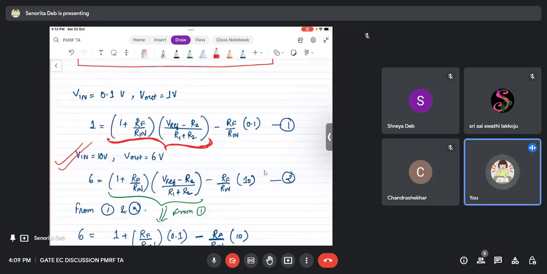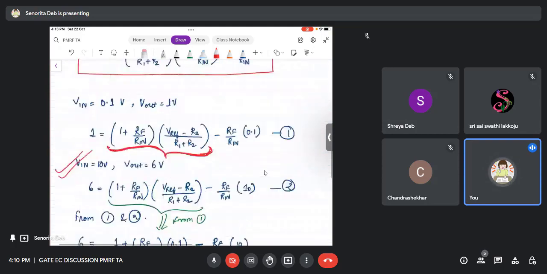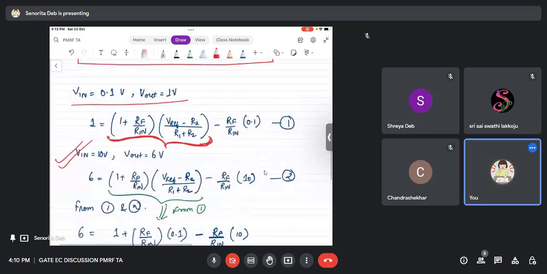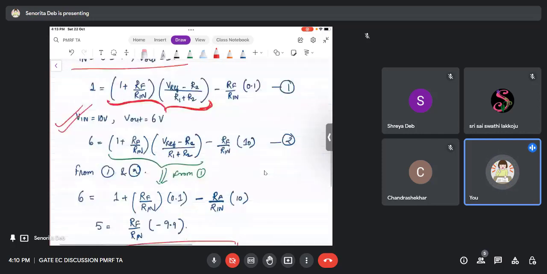So now if in equation 1 you try to open the brackets and take Rf by Rn common and then do things, it will be complicated. So better leave it like this, and we will directly substitute it in the next step. You see, this is the first condition born out from this which is given in the question. The second equation is born out from this which is given in the question.